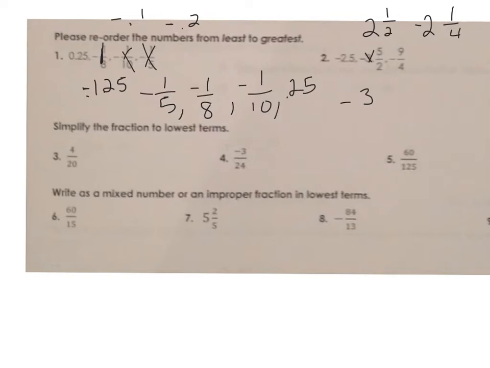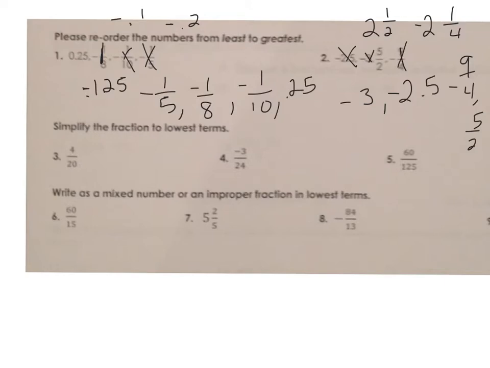Then our next one would be negative 2.5. And then our next one would be our negative 9/4. And then after that we would have our 5/2. So negative 3, negative 2.5, negative 9/4, and then finally 5/2.